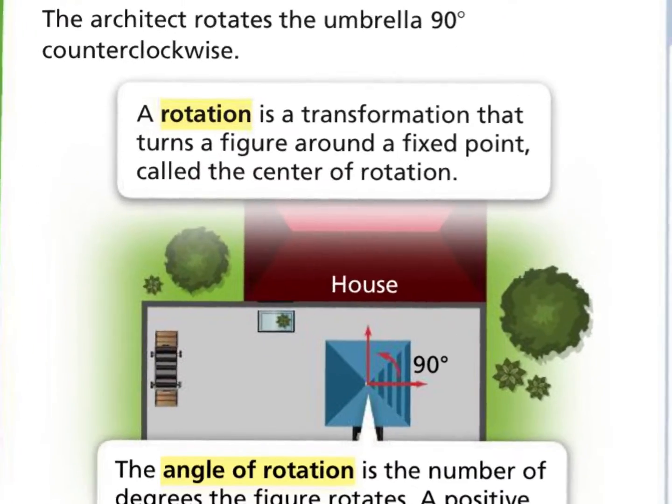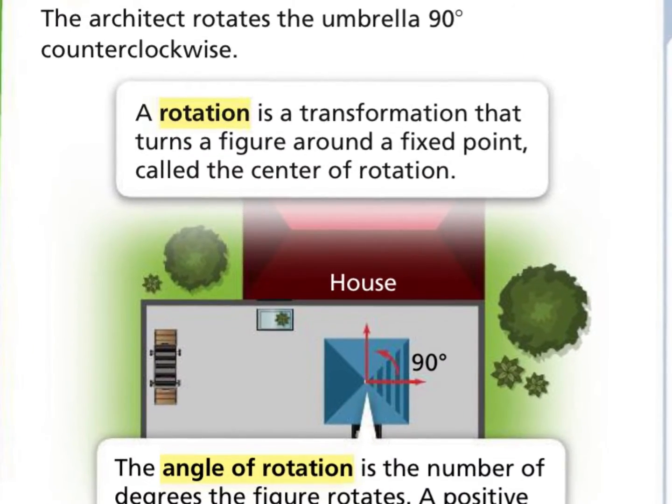Rotation, think about rotating something, it's like turning it. So rotation turns a figure around a fixed point, called the center of rotation. In this case, we're mainly going to be looking at points on a graph, and our center of rotation is going to be the origin. It's going to be the point 0, 0. But anyway, for right now we're looking at this umbrella.